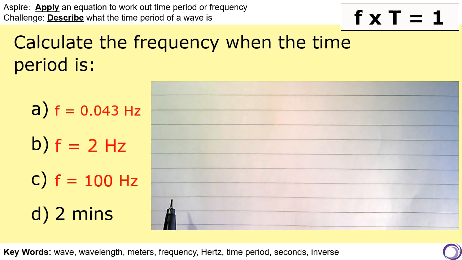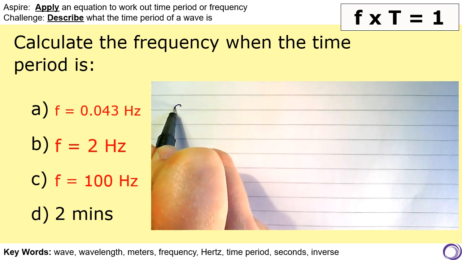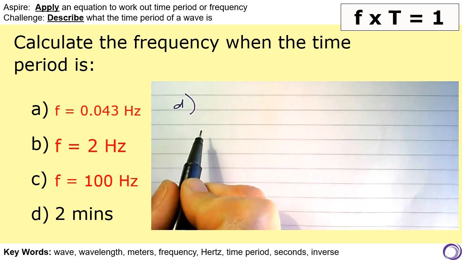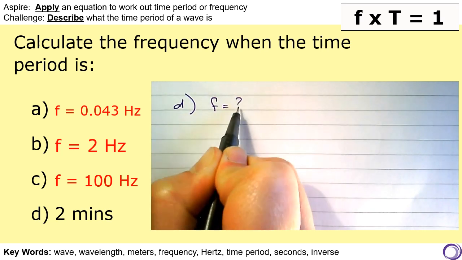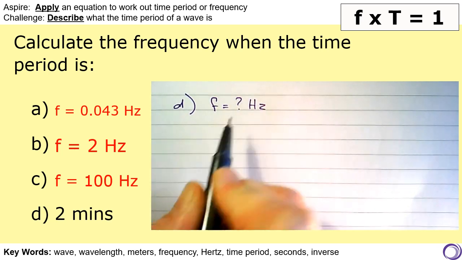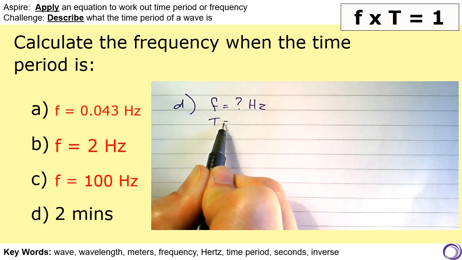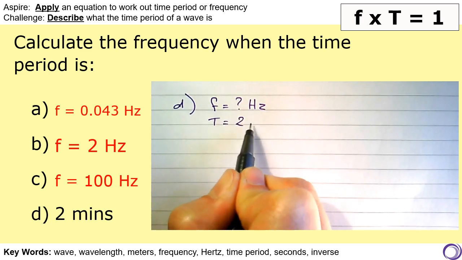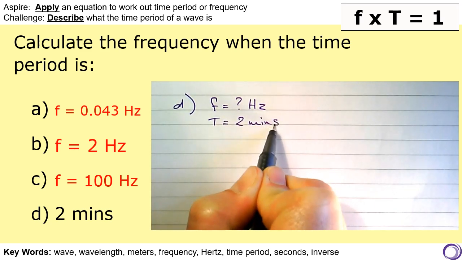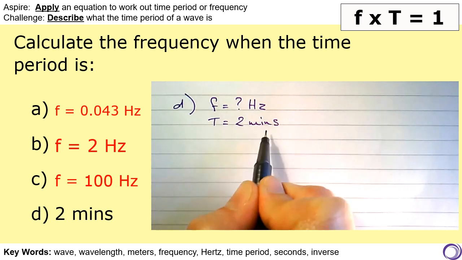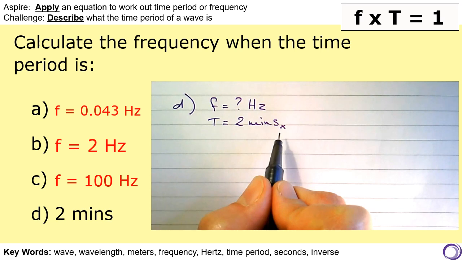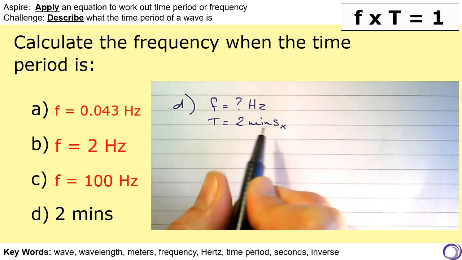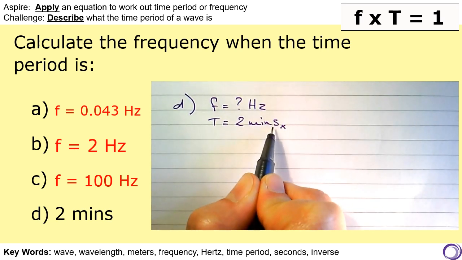All right, we're ready for the final question now, question D. Now again, we're looking for frequency. So frequency is our unknown and the unit is hertz. But this time, our time period is 2 minutes. Now check the units. Minutes is not the standard unit for time period. We need time period to be in seconds. So I need to convert 2 minutes into seconds.